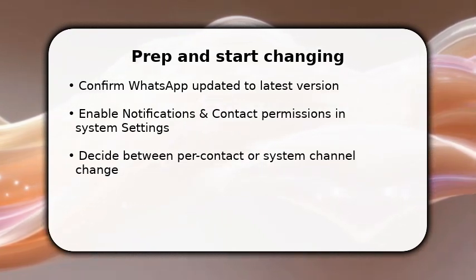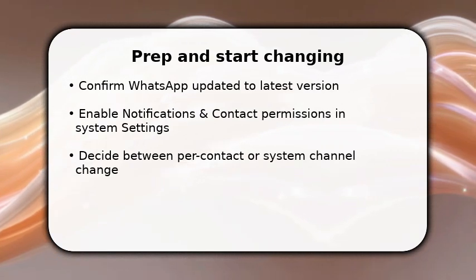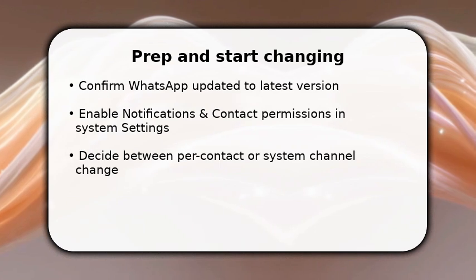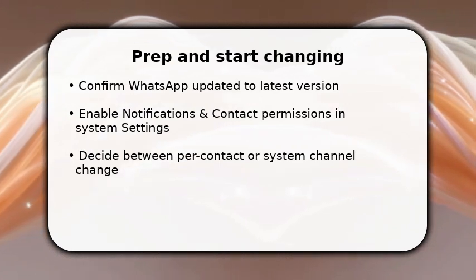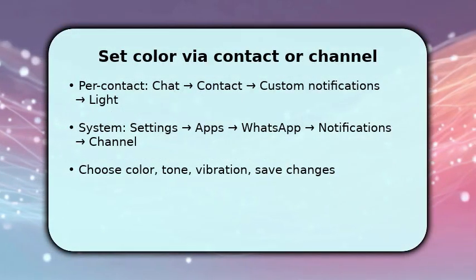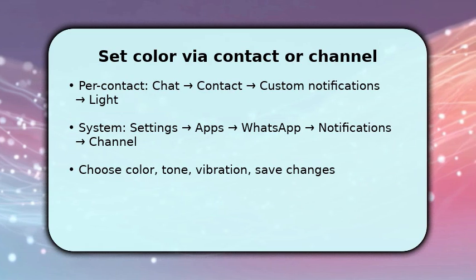Pick a chat now. Open that chat, tap the name at top, and select Custom Notifications. Toggle Custom Notifications on so you can edit light, tone, and vibration. This puts you into the actionable options. Once Custom Notifications is active, tap Notification Light or Light Color and select your preferred color.